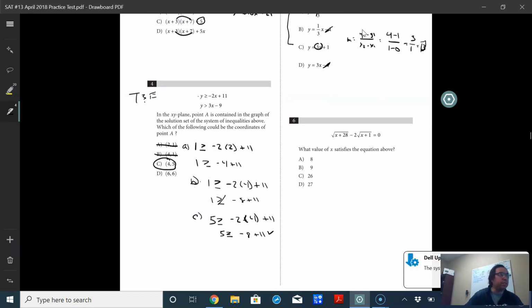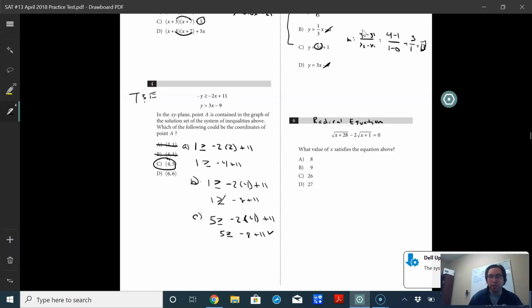All right, number 6. Now, keep in mind that because we have a variable underneath the radical, this is going to be a radical equation here. Keep this in mind. This is a radical equation. And for that reason, remember, it says which value of x satisfies the equation of 0. So if we plug in a value here, it should give us 0.